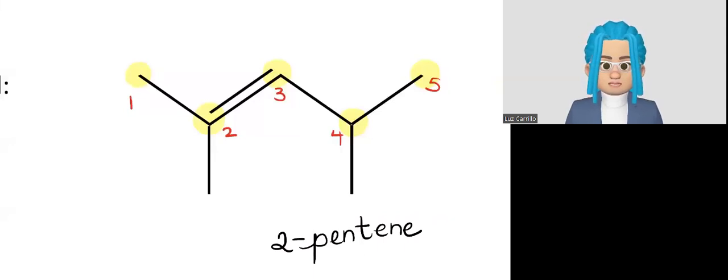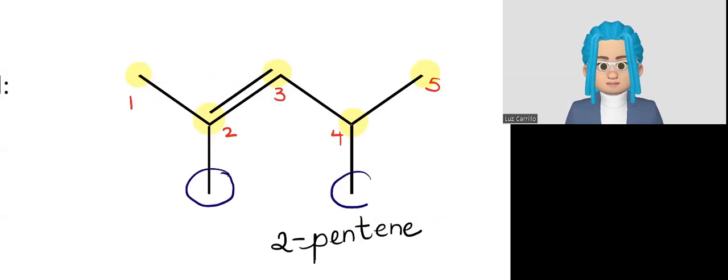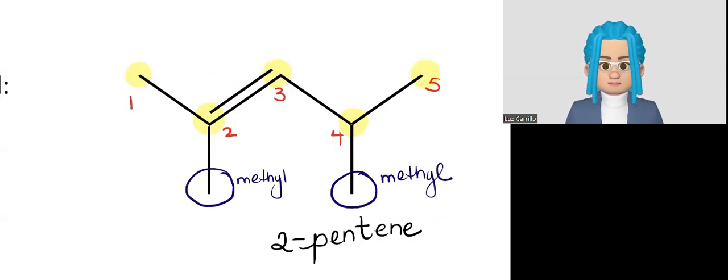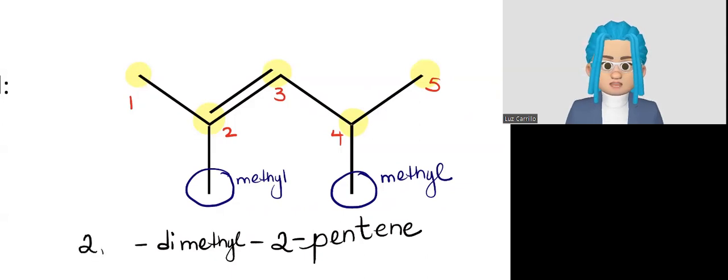In this molecule, I have two substituents. They happen to be the same. They're both methyl groups. And as we learned previously, when you have two substituents that are the same, you're going to write the name of the substituent. You're going to put the prefix di to symbolize that you have multiple of the same. And then we're going to give their position. One is on carbon 2, the other one is on carbon 4. Let's move on to the other example.